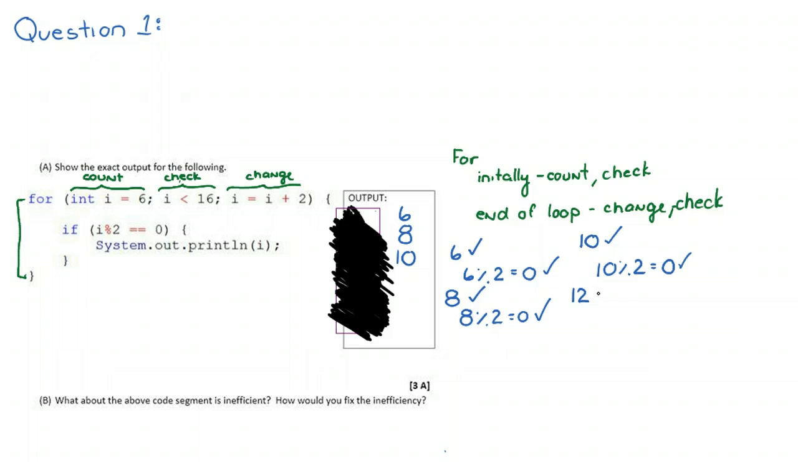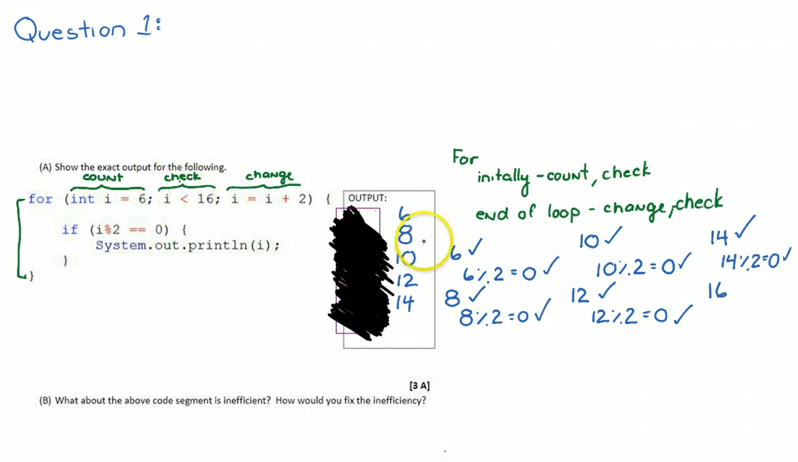Is 12 less than 16? Yes. So then we do 12 mod 2. 12 mod 2 is equal to 0. So is that good? Yes. So we print out 12. And then we go to change, goes to 14. Is 14 less than 16? Yes. So then we do 14 mod 2. And that's equal to 0, which is good. So we come in here, so we print out 14. And then we add 2 to 16. We say, is 16 less than 16? No. So since it's no, it continues on. So the exact output is 6, 8, 10, 12, 14.